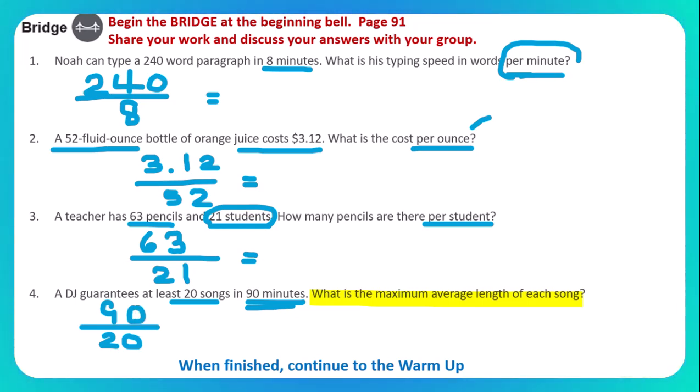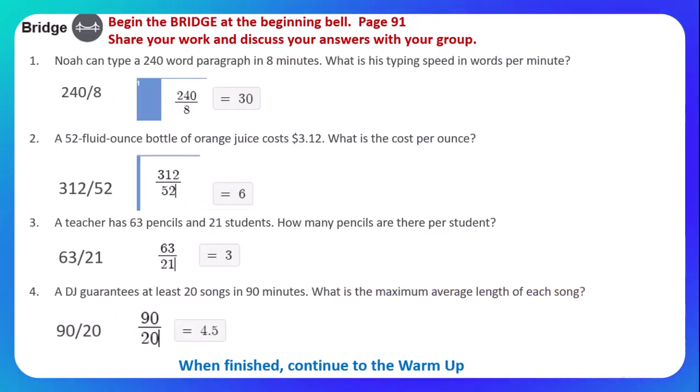All right, now that we've got these set up, we're going to put these into Desmos and answer the questions. So for number 1, 240 divided by 8, the answer is 30. So Noah can type 30 words per minute.